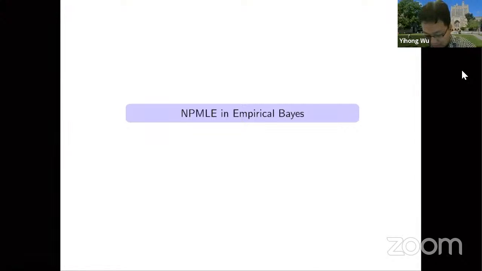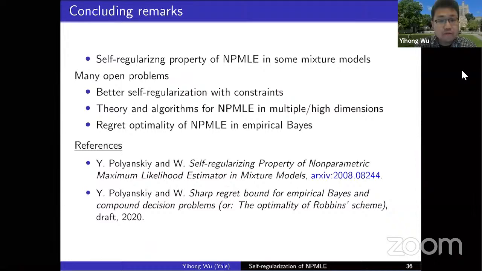One limitation of this result is that it doesn't, for instance, include mixture of exponentials. So it's a simple tweak, but the current proof technique gives you some useless results. And also, what happens if you introduce a little bit of constraint to the program? Does it achieve a better self-regularization?